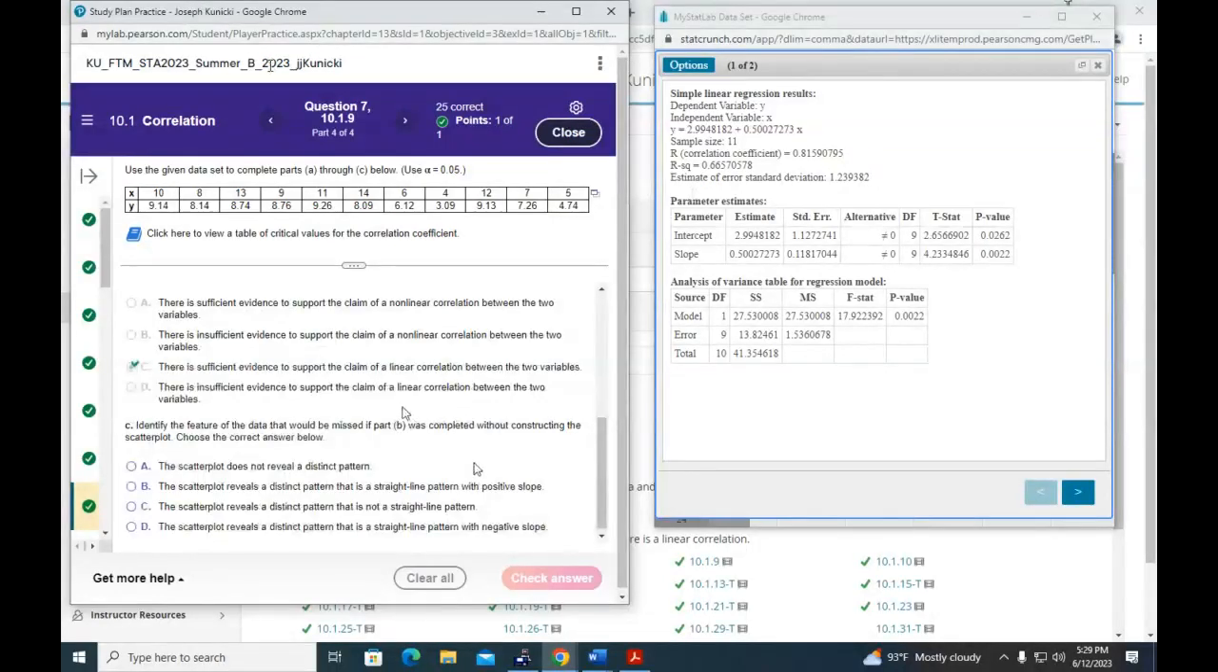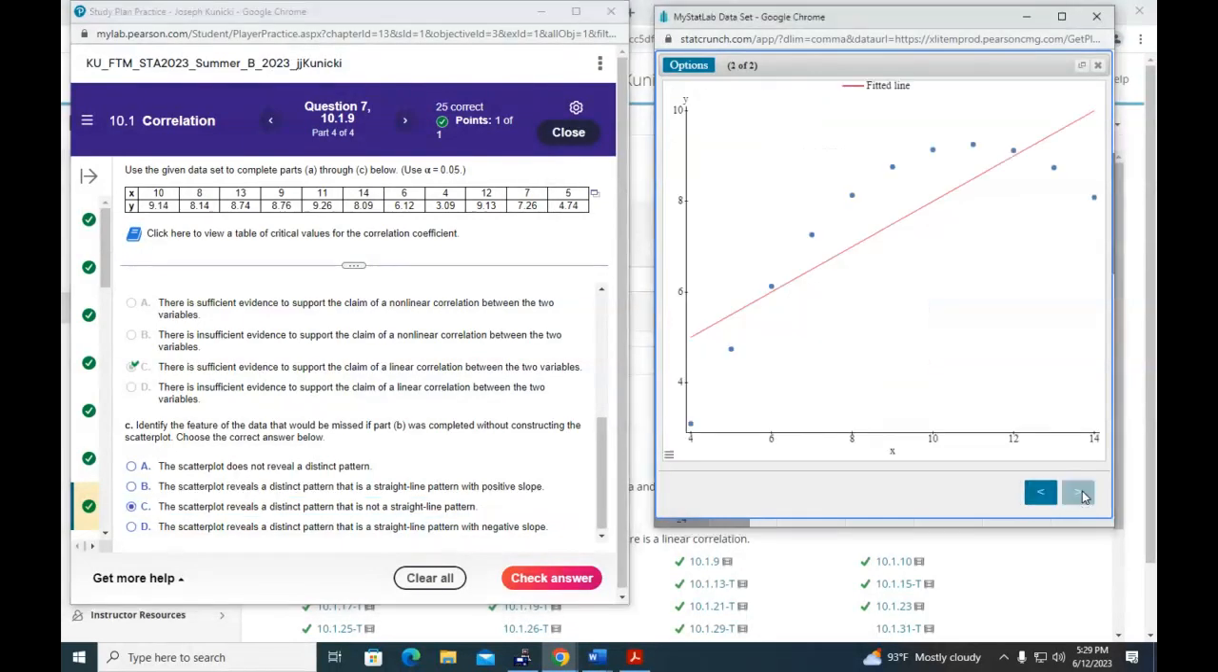And then the last question is, identify the feature of the data that would be missed. Well, it was a parabola, so there is a pattern, but it's not a straight line pattern. It's a distinct pattern, but it's not a straight line. And we would have missed it if we hadn't looked at the scatter plot. But even in spite of that, it's still a significant linear correlation, and the reason for that is because the sample is small. The smaller the sample, the harder it would be to do this.